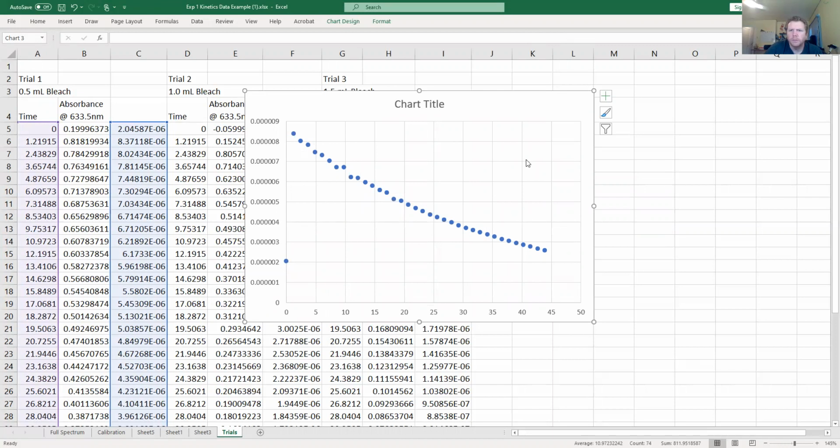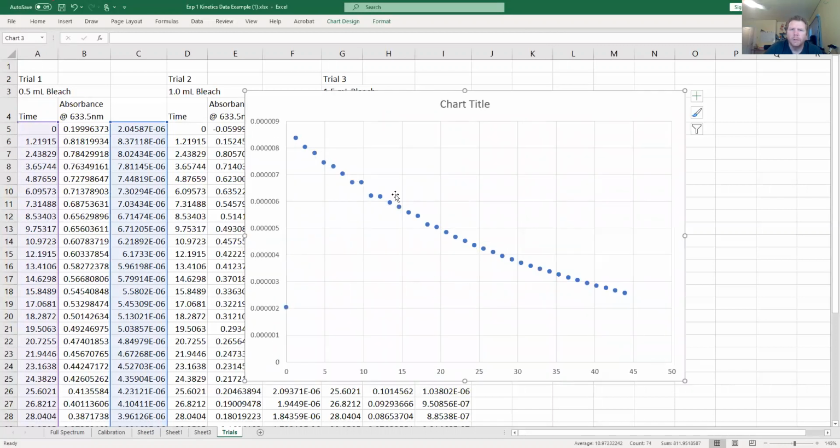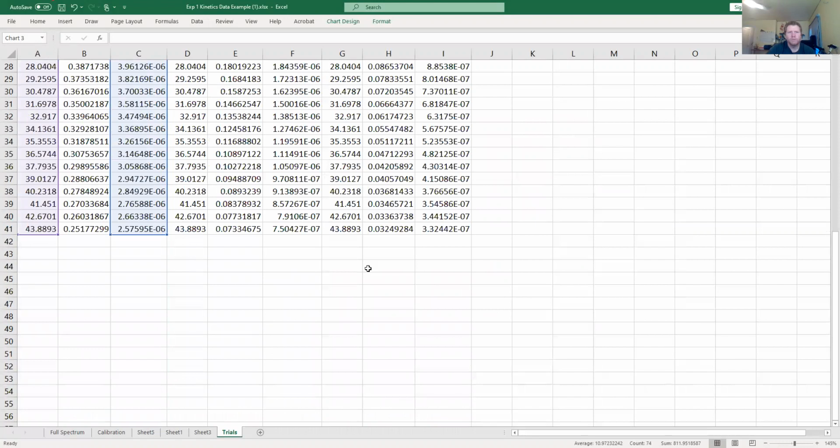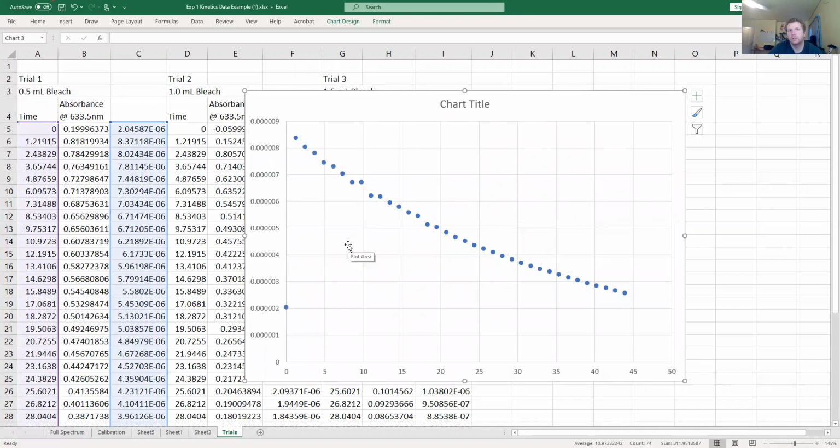Okay, sorry, I don't know if you guys saw that or not, but I've got my concentration of FD&C versus time. My last time point was approximately 44 seconds, and my lowest concentration was 2.57 times 10 to the negative 6. My first time point was 0 seconds.